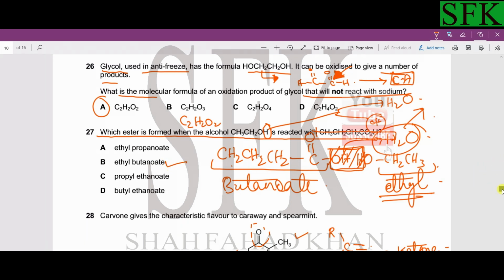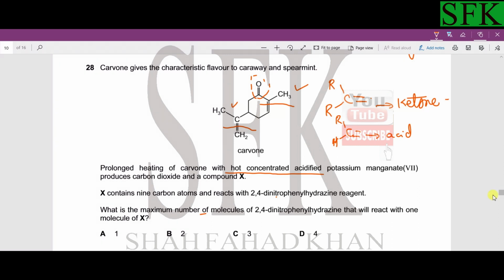Then going on to the next MCQ. Carvone gives the characteristic flavor of caraway and spearmint. Prolonged heating of carvone with hot concentrated acidified manganate produces carbon dioxide and compound X. X contains 9 carbon atoms and reacts with 2,4-DNPH. What is the maximum number of molecules of 2,4-DNPH that will react with one molecule of X?